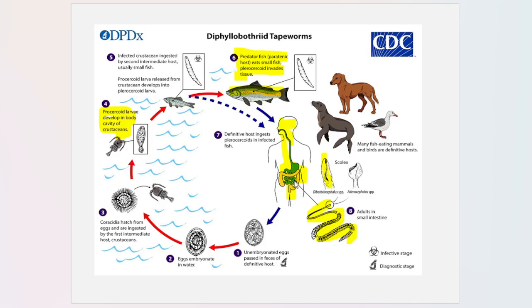And the diagnosis is usually what? The microscopic examination of the egg, as well as the proglottids. Okay, so unembryonated eggs pass in the feces. So, yan yung kanyang diagnostic stage. The infective stage, that is the plerocercoid larva found in the fish.